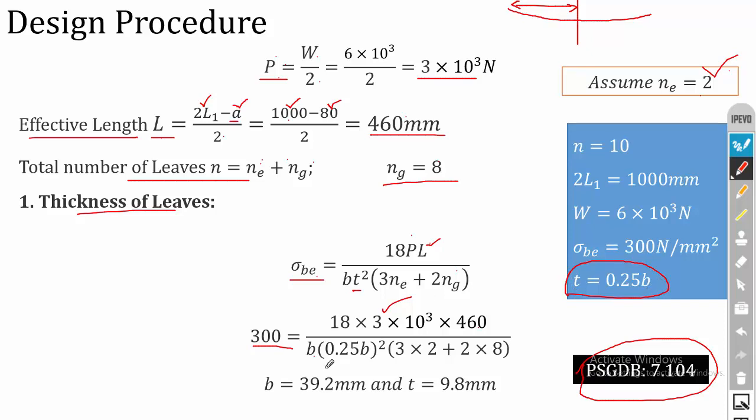So substitute t is equal to 0.25 b the whole square. Then NE is 2, NG is 8. By solving this equation, you will get b is equal to 39.2, that is, width is equal to 39.2 mm. Once after calculating the b value, you can substitute b in this ratio and calculate the thickness of the leaf, that is 9.8 mm. Okay, so this is the first step.